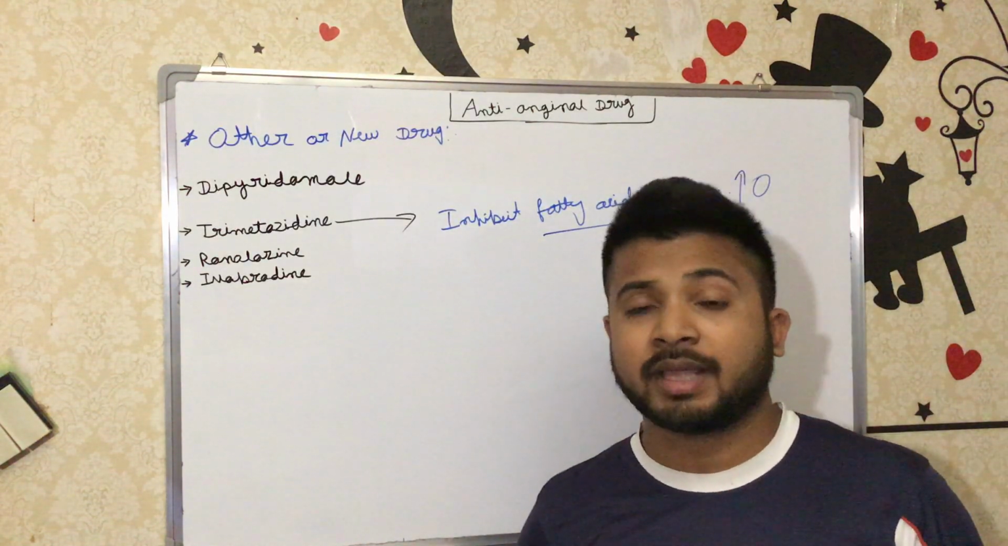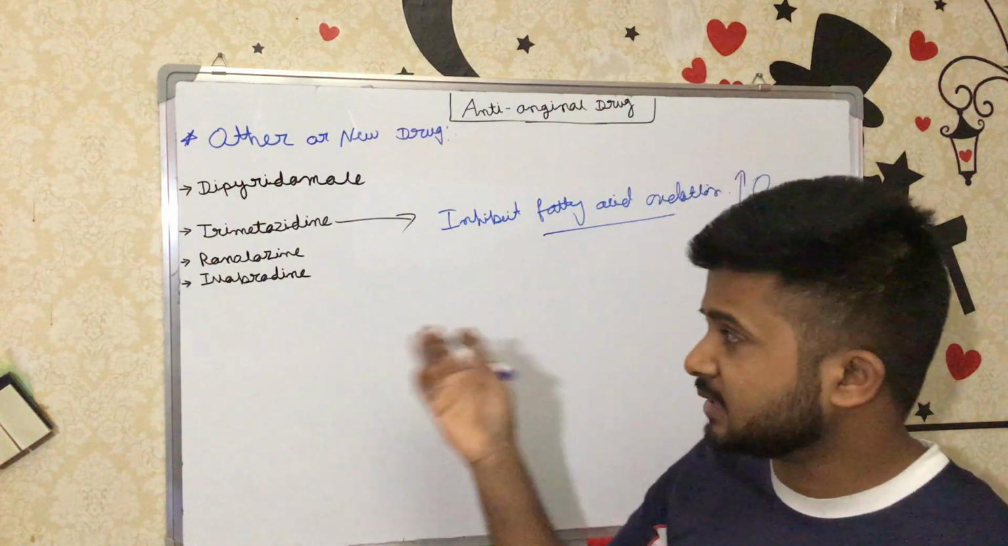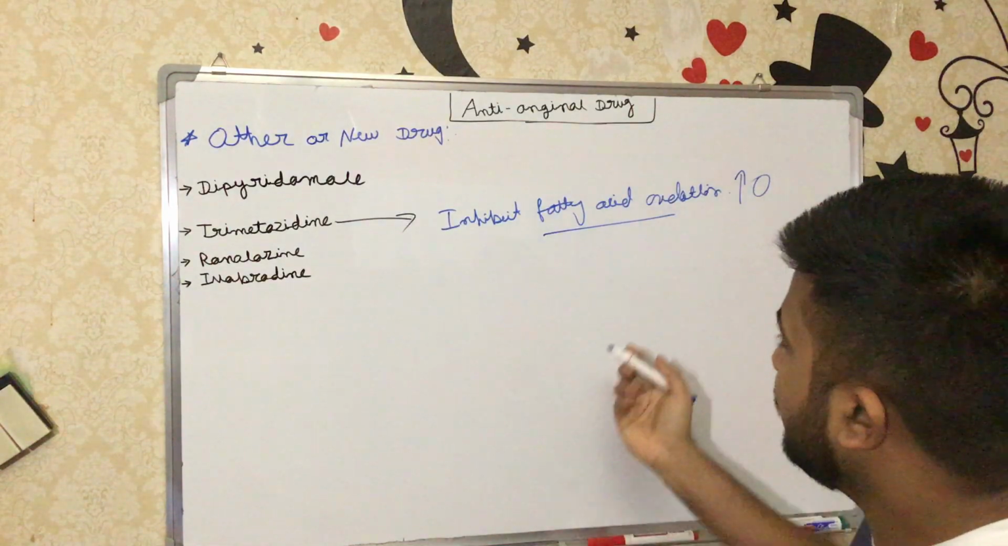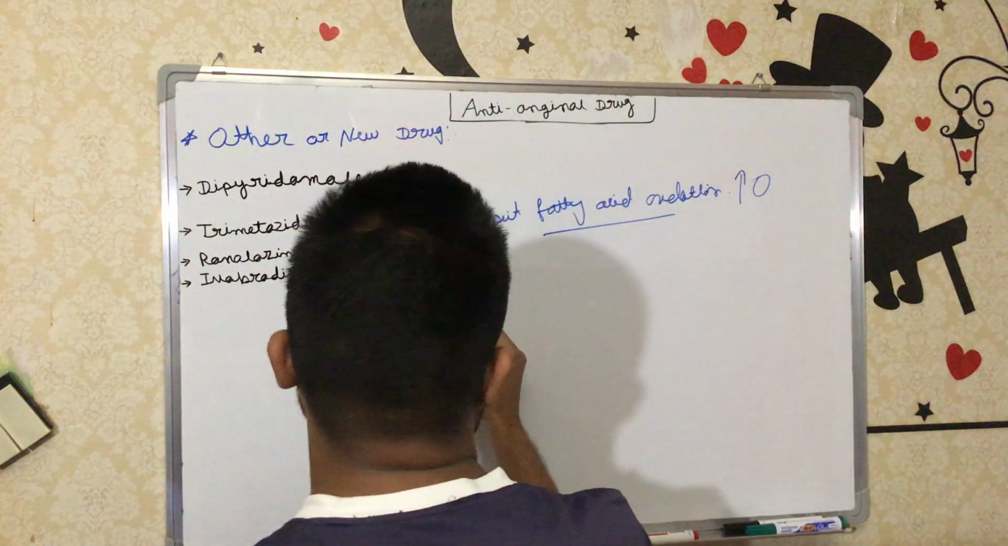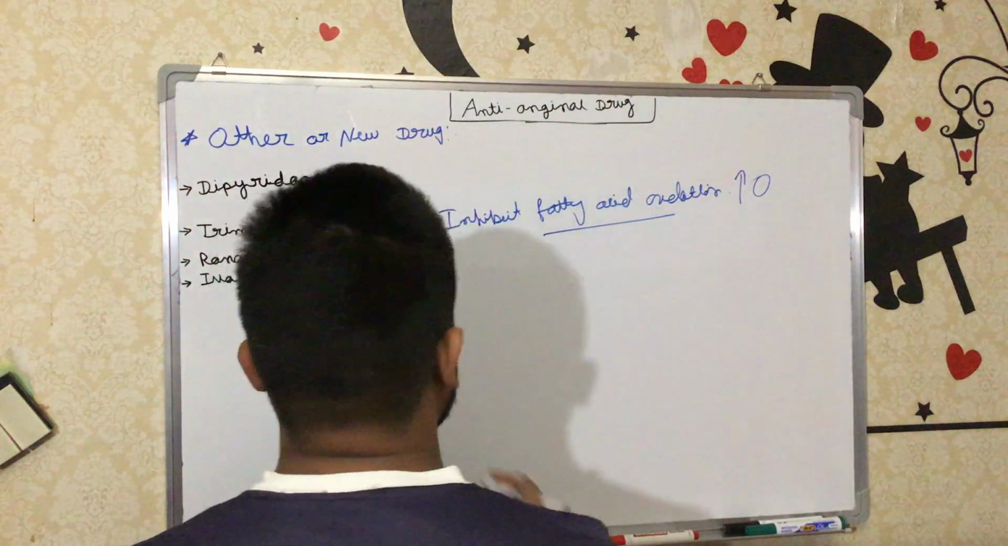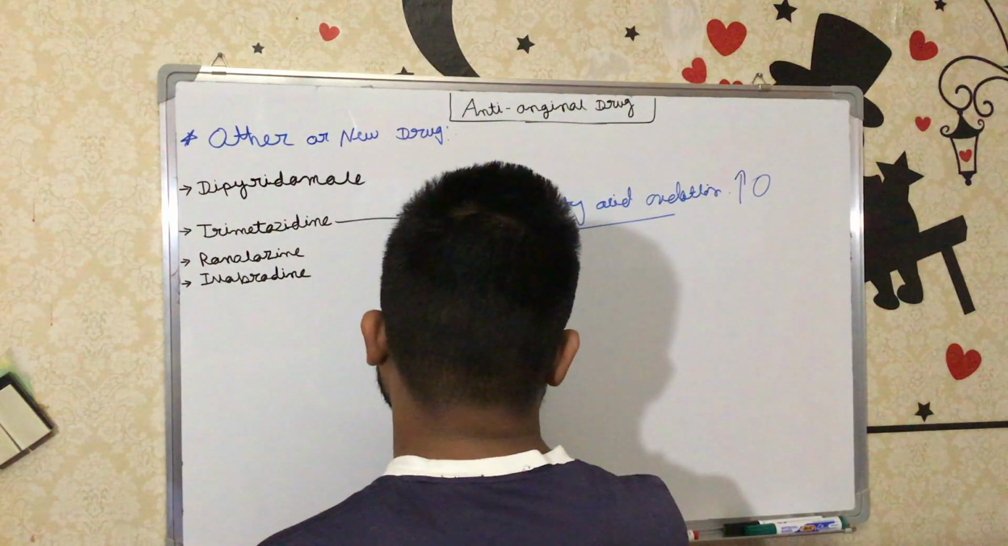But this drug is not for the acute attack; we can use it in chronic angina for prolonged usage. That was about the indication, the main indication as an anti-anginal. Then about the side effects.